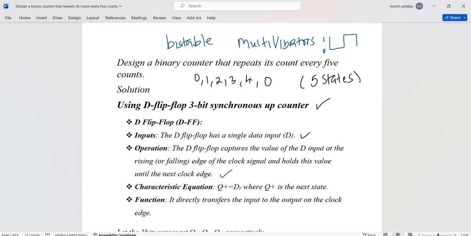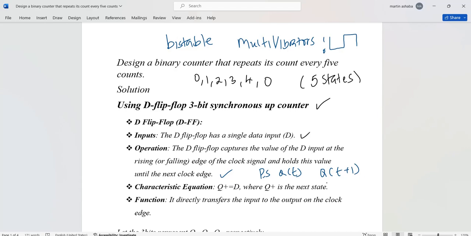And if we look at the output, for example, this is the next stage. In other words, we have Q of t, that is the current or present state, and then Q of t plus 1 becomes the next state. And for a D flip-flop, the input to D to determine the output always depends on the next state, which is Q(t+1).